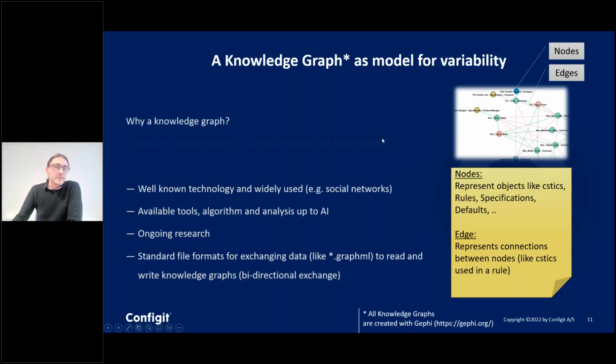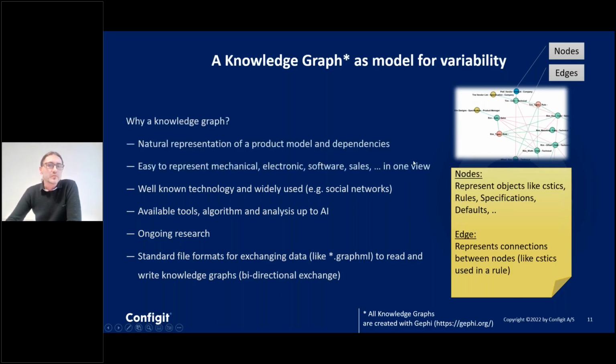So why a knowledge graph? Sorry that the animation does not work. The knowledge graph is, in my point of view, a very natural representation of this, as you have the different objects, the characteristics, which have some dependencies in between. It is quite easy to represent the different aspects of your product model. If it is mechanical, electronical, software, sales, you can bring all that into one view. It's a well-known technology and widely used, as mentioned, in social networks, for example. It's kind of the same representation. That means there are available tools, algorithms, analytics, AI capabilities to work with these graphs. It's ongoing research, so it's not a dead technology.